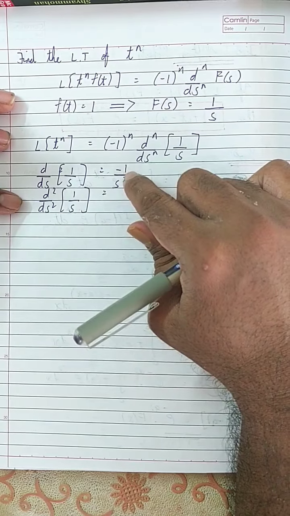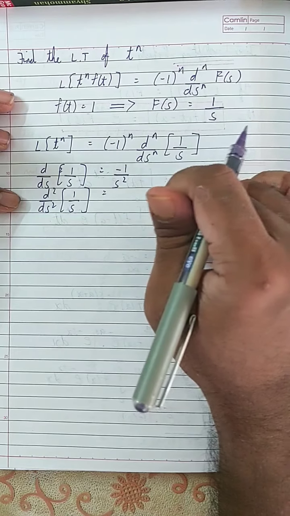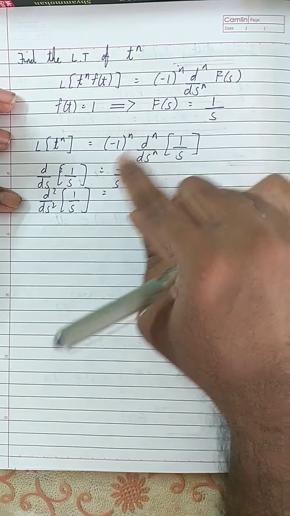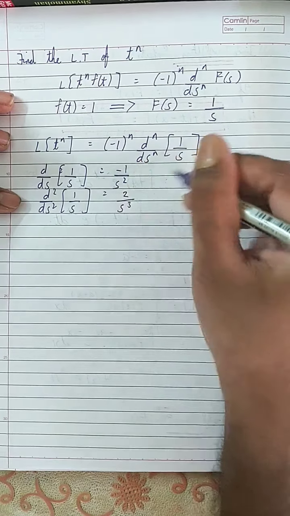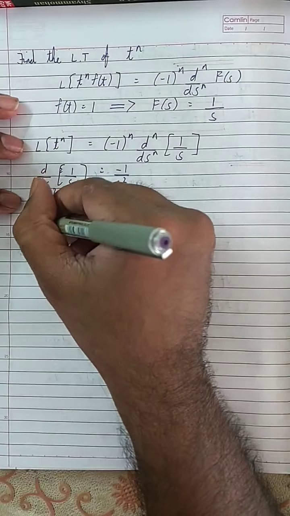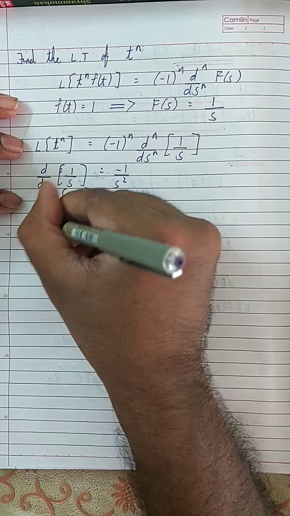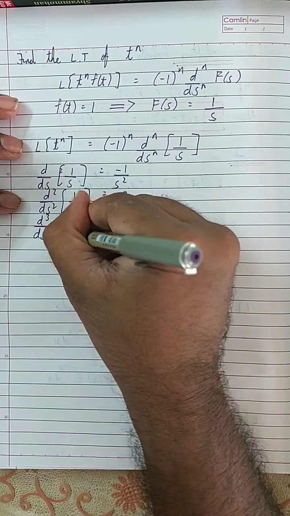So what will I get if I derive this again? I will get minus 1 into minus 2 by s cube, or it's also called 2 by s cube, right? And what if I derive it again? Let me derive it again. That is d cube by ds cube of 1 by s.